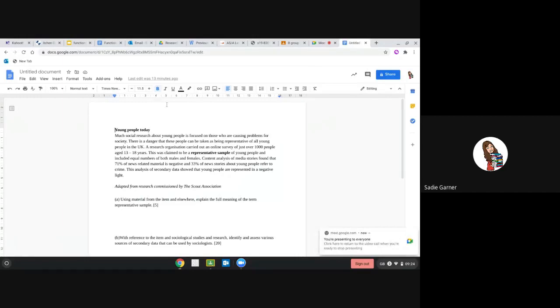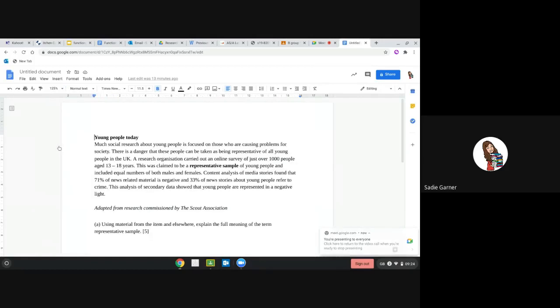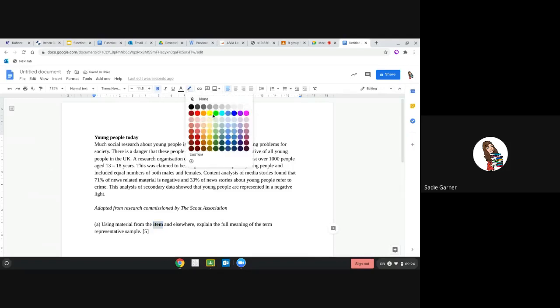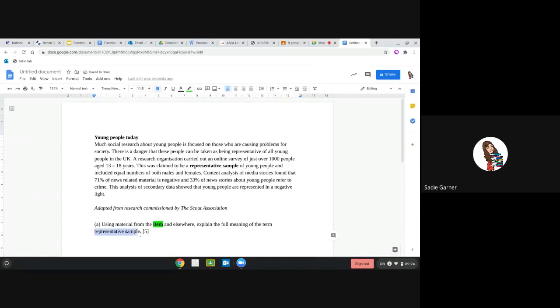So we're going to have a look at another 1A 5-marker. And this is from a previous exam paper. So the question is: using material from the item, it always says from the item, and elsewhere, explain the full meaning of the term representative sample.